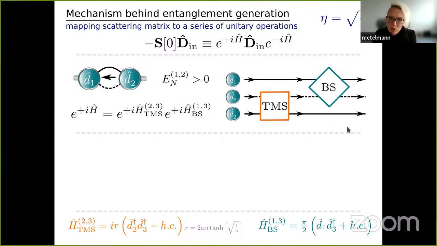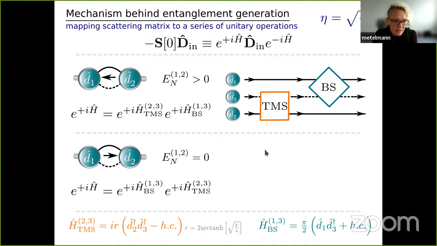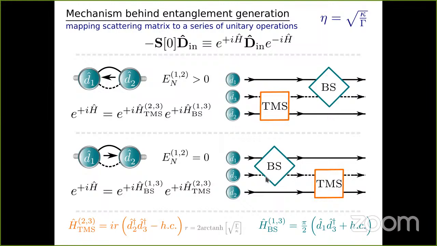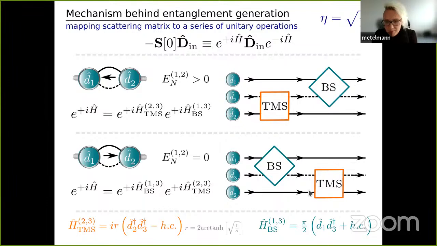In contrast, if we are going in the other direction, we have to swap the order of the unitaries. And this is the case where we don't have entanglement, which also means that we have to swap things in our circuit. So now the vacuum of 1 and 3 passes first through a beam splitter, and then 3 and 2 pass through a two mode squeezer. Clearly this will generate entanglement between 2 and 3, which we observe, but it will never generate any entanglement between 1 and 2. Right? 1 and 3 just swap their vacuum, and then 1 will just live on, but will never be entangled.